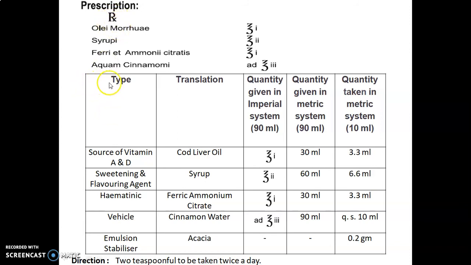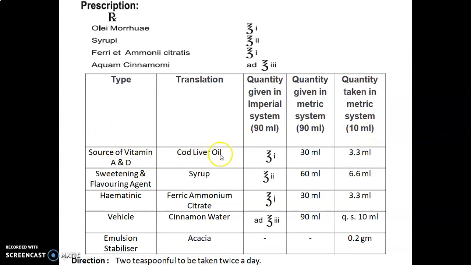Then we have this formula table. Type means the category, use or role of the ingredient. Translation means the name of the ingredient. Quantity given in the imperial system for 90 ml. Quantity given in the metric system to prepare up to 90 ml. And quantity taken in the metric system to prepare up to 10 ml.